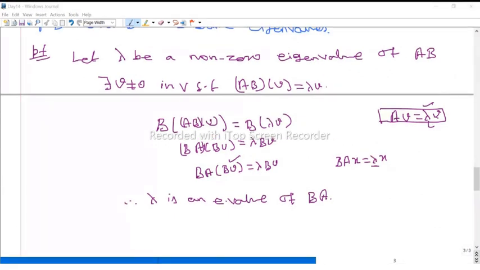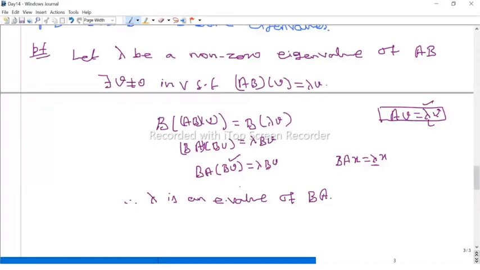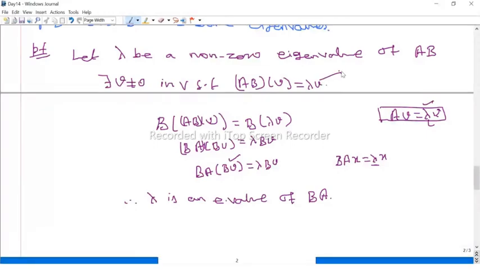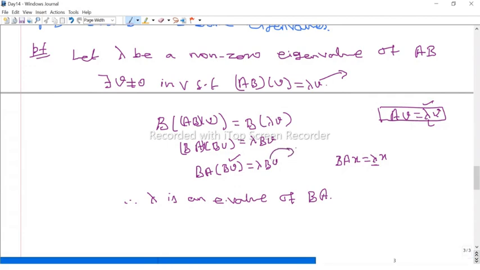Therefore, for any matrices, the eigenvalues of AB and the eigenvalues of BA are the same, but the eigenvectors may be different. Look at the first case, AB: here V is an eigenvector, but in the other case, B times V is an eigenvector. Therefore, eigenvectors may be different, but the eigenvalues are always the same for the matrices AB and BA.